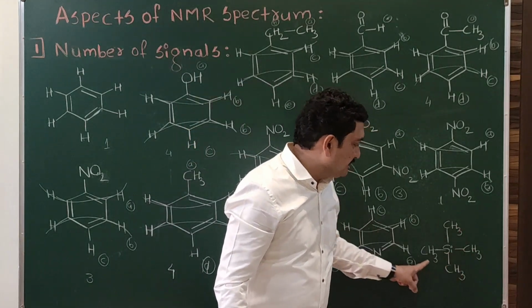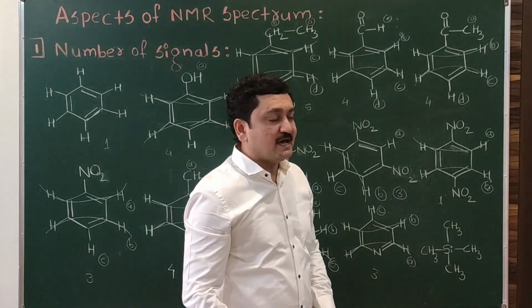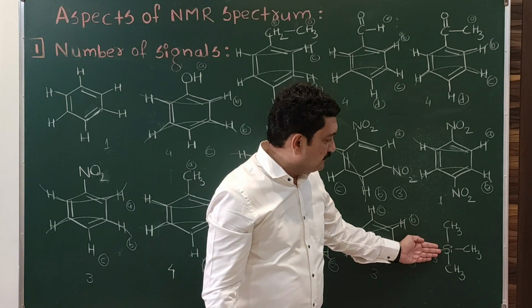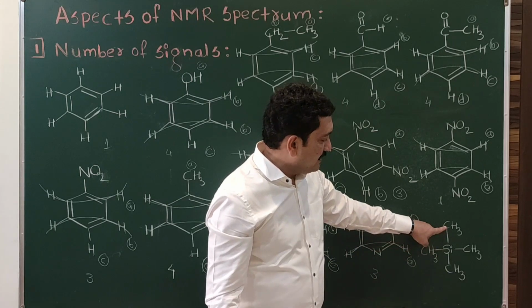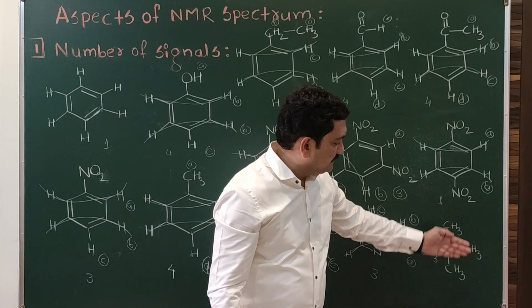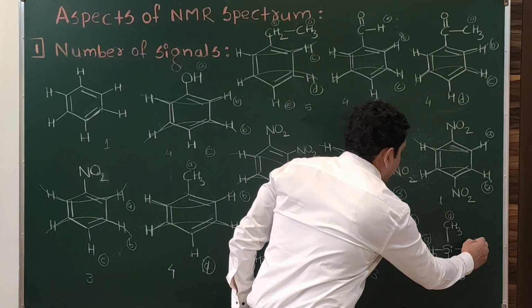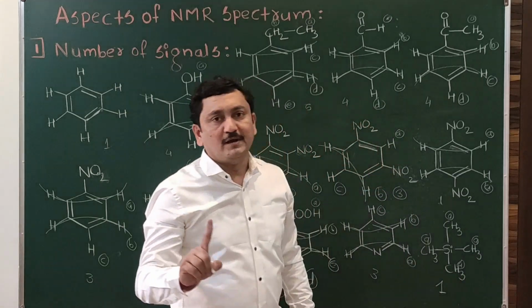Now tetramethylsilane, there are 4 CH3 groups. All the hydrogens are equivalent. This CH3 is equivalent with this one, because silicon with 3 CH3 is the environment of this methyl. The environment for this one is also silicon with 3 methyls. So all the methyls are in an equivalent environment. These are equivalent hydrogens. Collectively they will give only one signal.